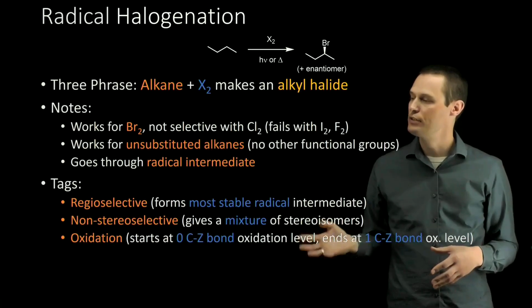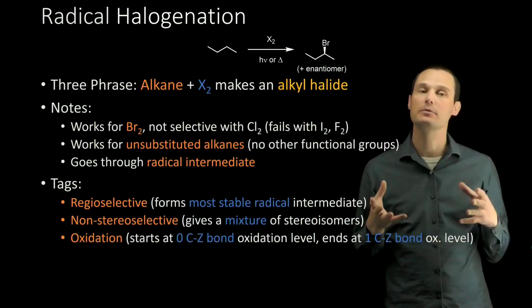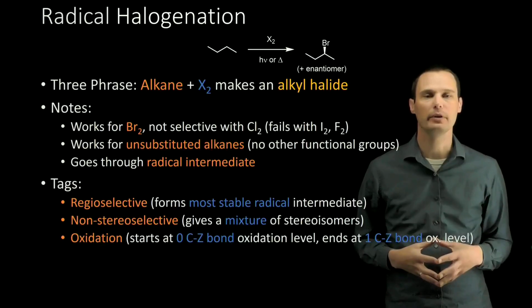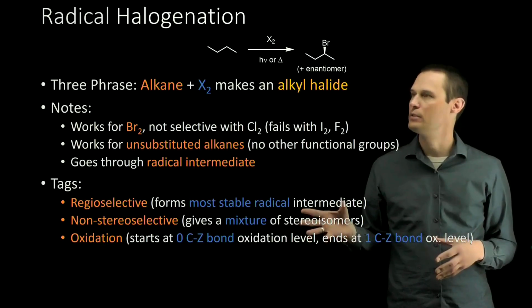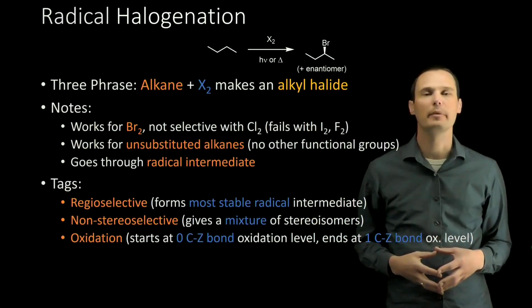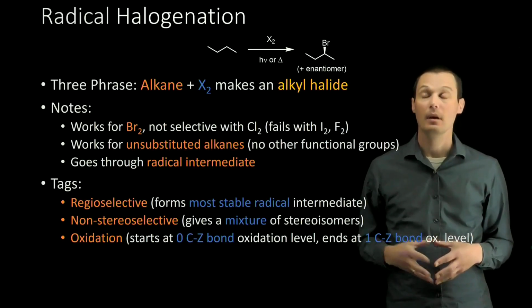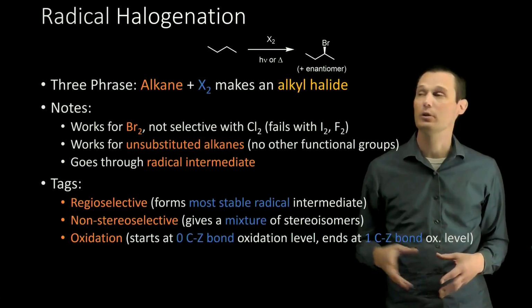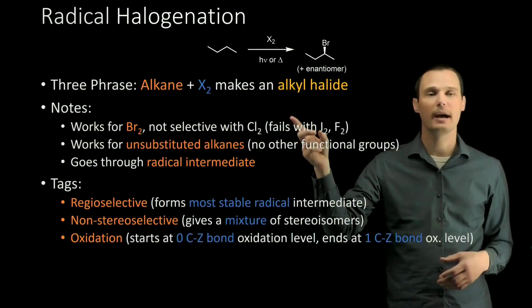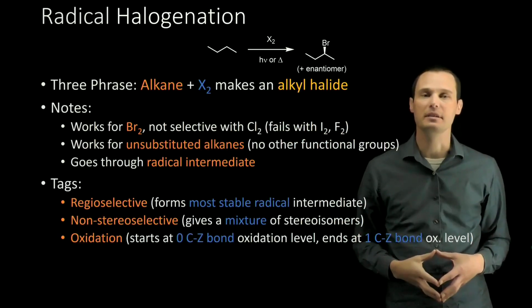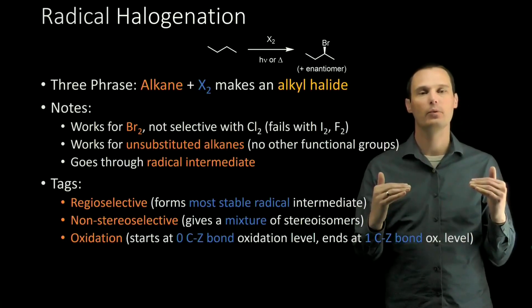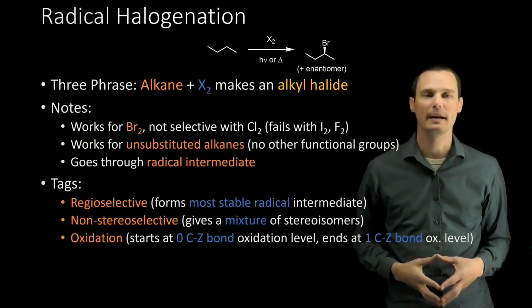Some tags for this reaction: it is a regioselective reaction. It forms the most stable possible radical intermediate. It is not stereoselective. It's a non-stereoselective reaction. We form a mixture of enantiomers in this reaction, a mixture of stereoisomers for this reaction. And this reaction is a formal oxidation. We start at the 0 CZ bond oxidation level, and we end at the 1 CZ bond oxidation level. We move up 1 rung on the redox ladder. This is a formal oxidation.